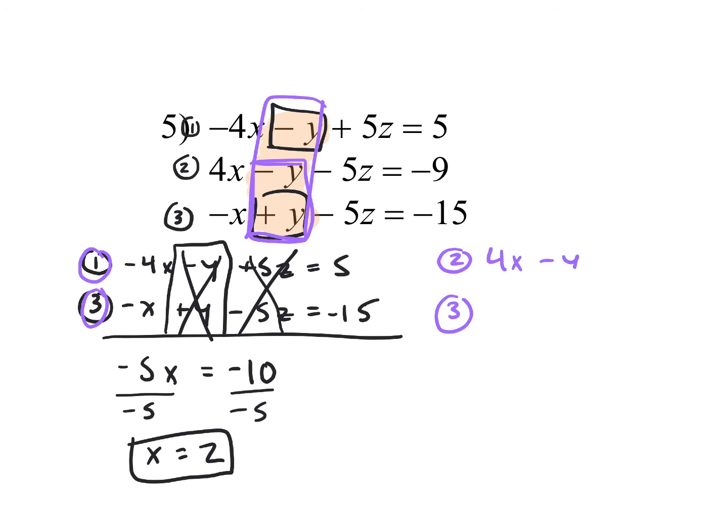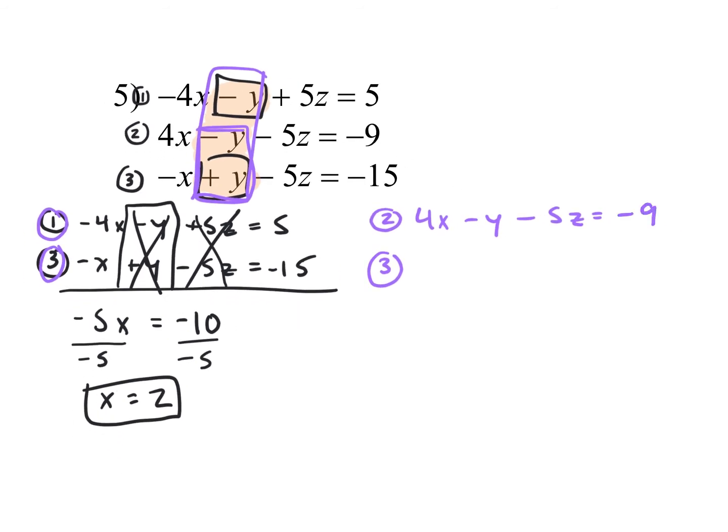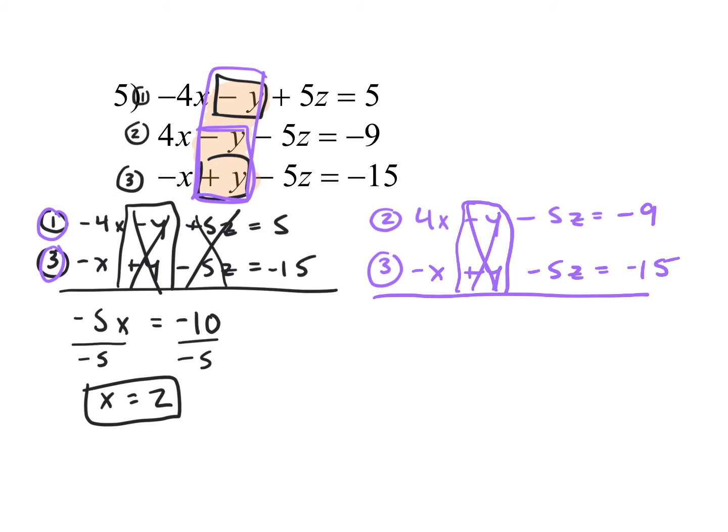So 4x minus y minus 5z is equal to negative 9. And negative x plus y minus 5z is equal to negative 15. So are my y's going to cancel here? Yeah, that's my goal. Perfect. So what's 4x minus x? 3x. And what's negative 5z minus 5z? Negative 10z. And then negative 9 minus 15?